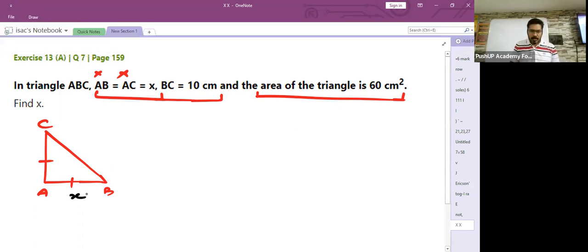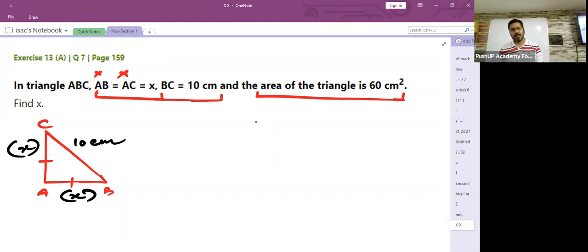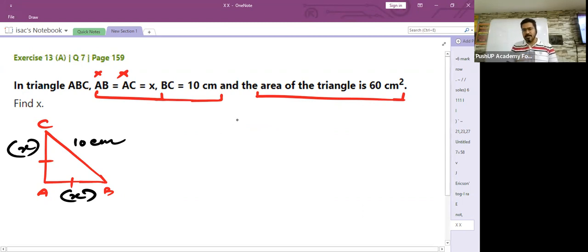Now, they have asked us to take AB as X and AC as X. Then BC as what? 10 centimeters. And they have mentioned that the area of the triangle is what? 60 centimeters square. Okay. Achha, children, listen to this part. What kind of a triangle is this? This is an isosceles triangle.